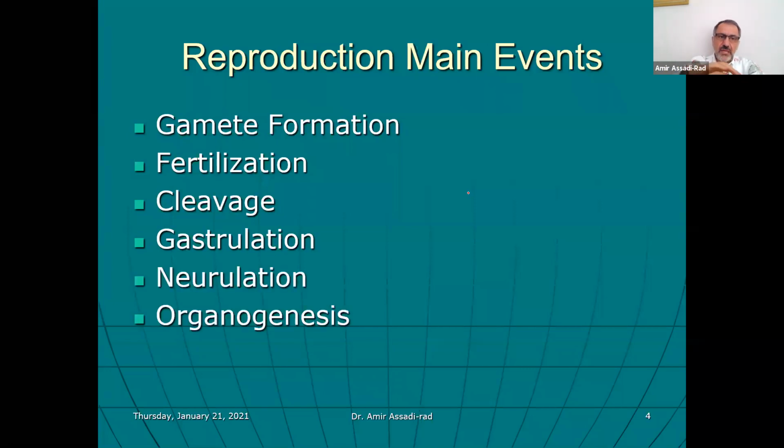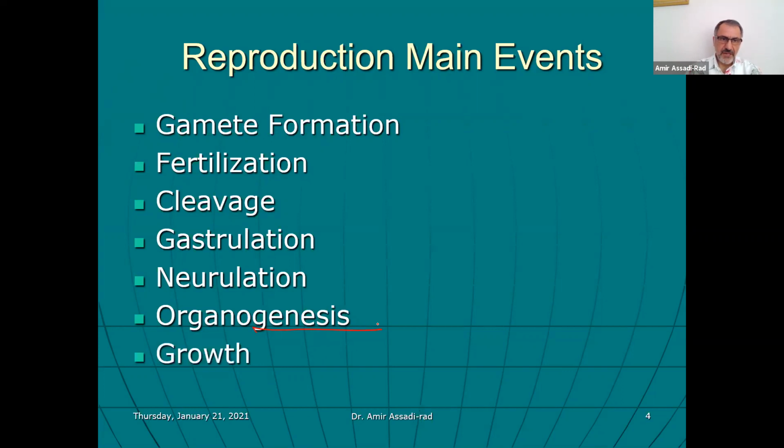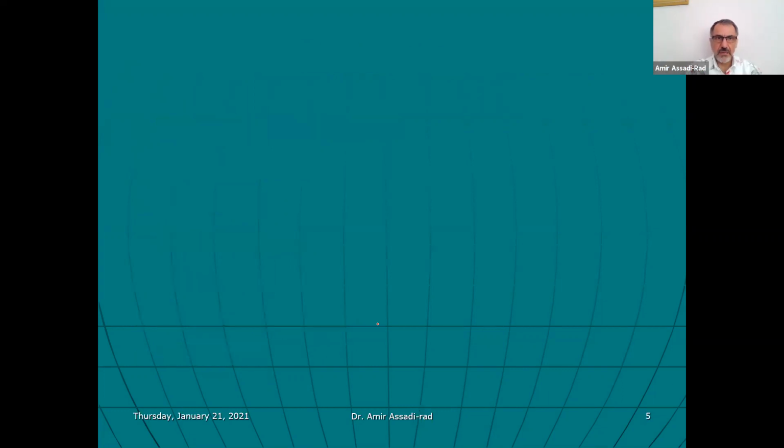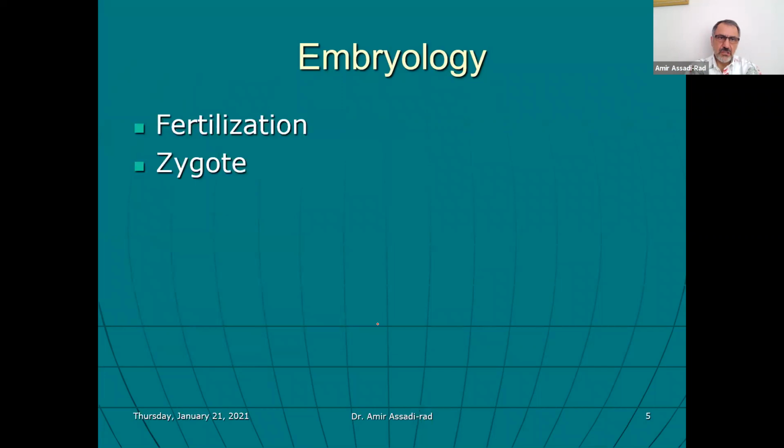Neurulation is when you have a neural plate and then the formation of the neurons and the brain. Organogenesis: you all know what genesis means, formation, from your prefixes and suffixes, so it means formation of the organs. Finally, growth is when the animal starts sprouting, becoming bigger and growing. Embryology: fertilization, I talked about that. Zygote is a fertilized egg. Parthenogenesis: some animals do not need sperm to fertilize the egg. Just the egg becomes a complete organism.